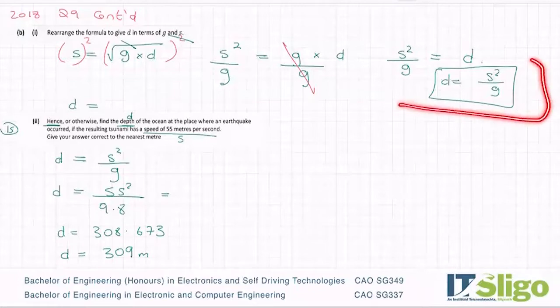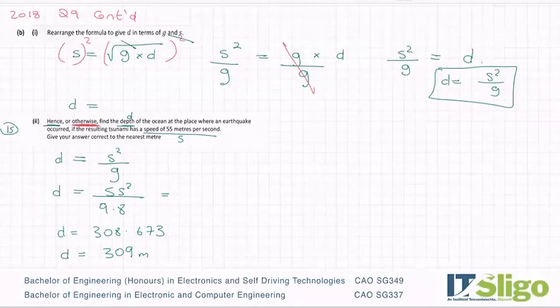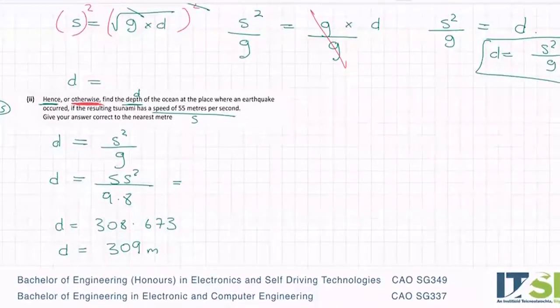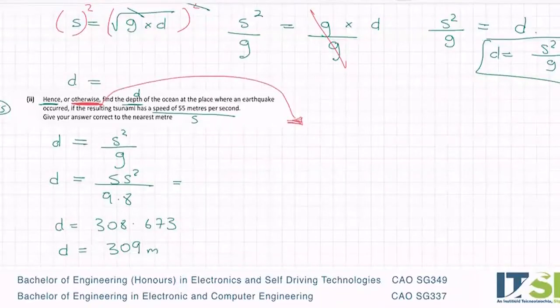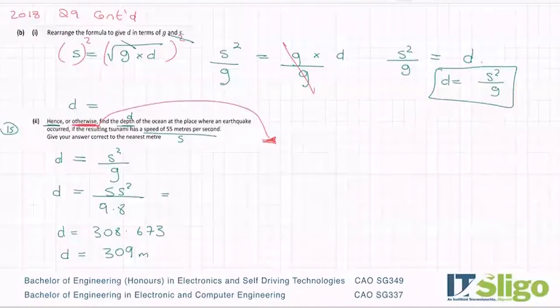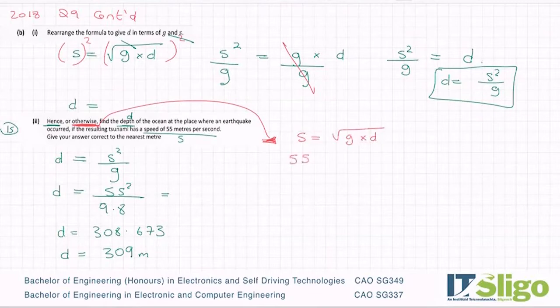If you were lucky enough to be able to do formula manipulation and you had D for it, okay, we can't always do formula manipulation. So what was the otherwise? When you see a question that says hence or otherwise, it means there's another way to do it. The otherwise was going back to the original formula. So S was equal to the square root of G by D. So speed, 55, was equal to the square root of G, 9.8, by D.